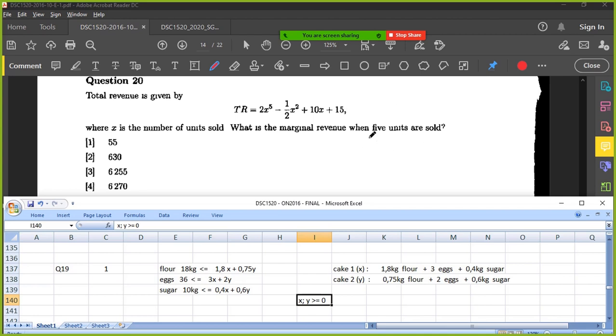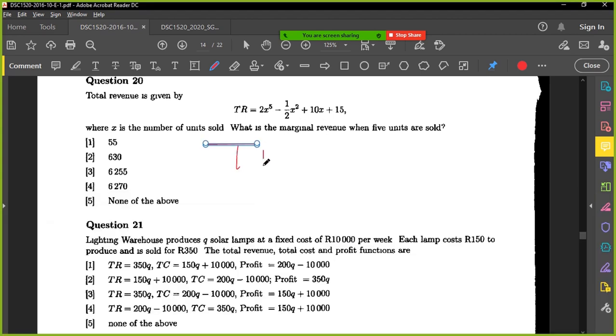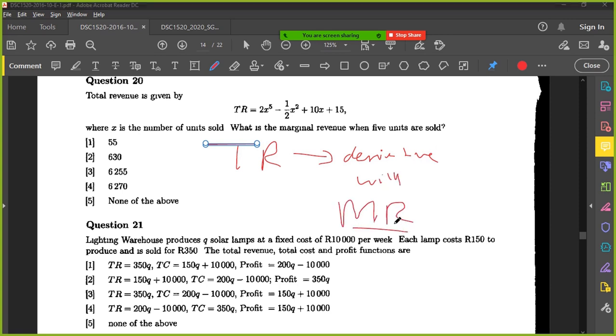Correct. So here you've got to plug in 5 into what? Into this formula or into the derivative? Into the derivative. Yes. So they want to know the marginal revenue. The derivative of total revenue will give marginal revenue. Does that make sense? Okay, well done.